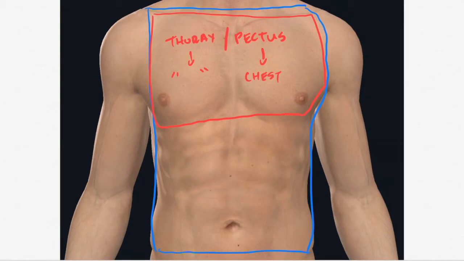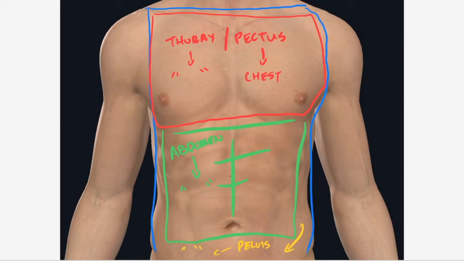Now, just inferior to the thorax, we have the abdomen, right? The six-pack. So we have abdomen, which is the same word in English. Good. And just inferior to the abdomen, we have the pelvis. Pelvis. Same thing in English, which makes it easy for us.